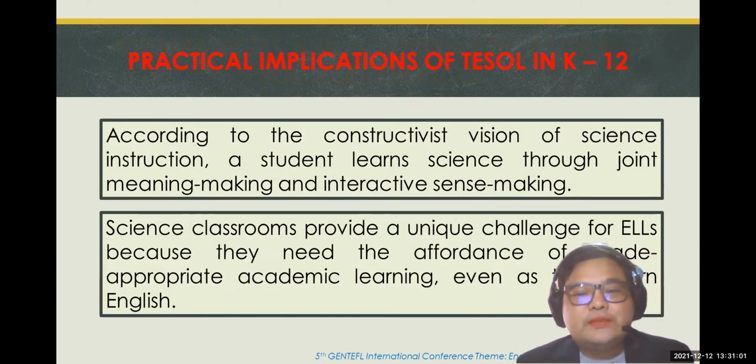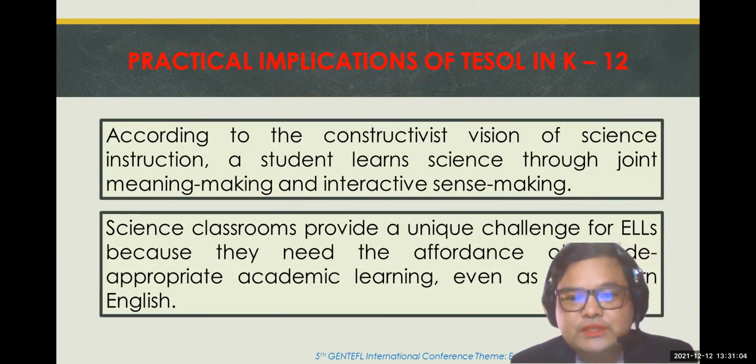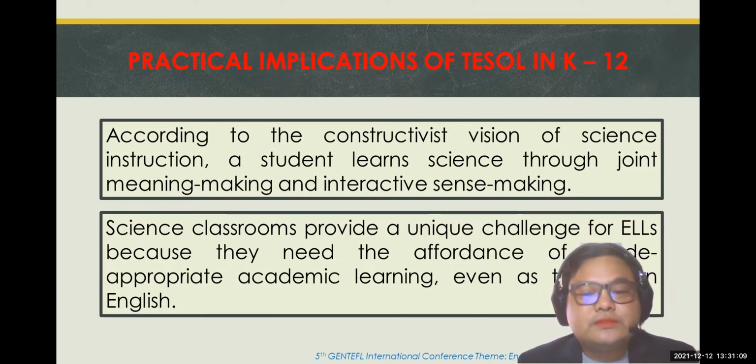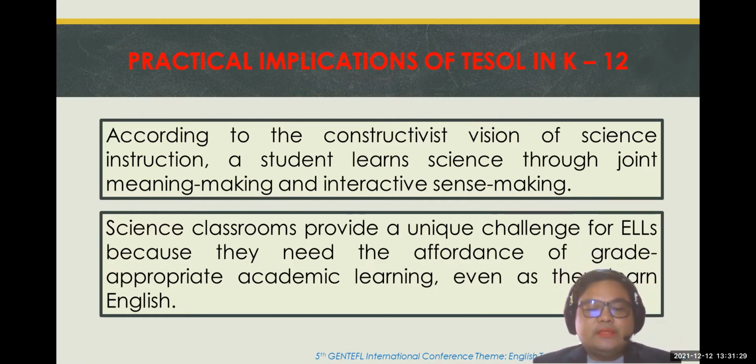So what are the practical implications of the application here in TESOL in the K to 12? According to the constructivist vision of science instruction, students learn science through joint meaning making and interactive sense making. The science classroom provides a unique challenge for ELs because they need the affordance of grade-appropriate academic learning even as they learn English.